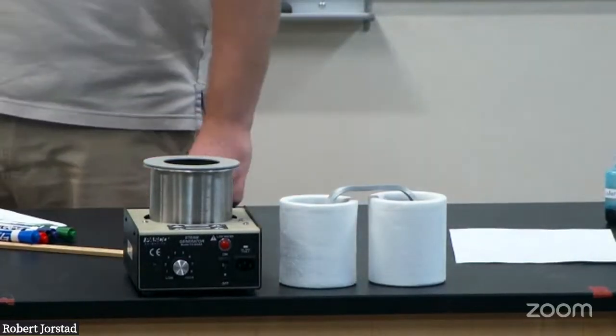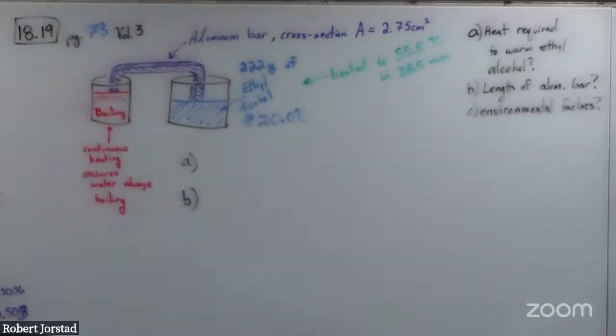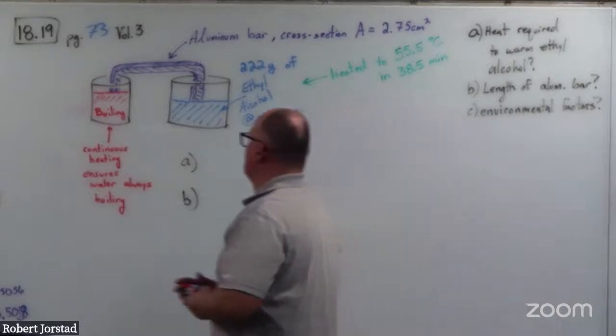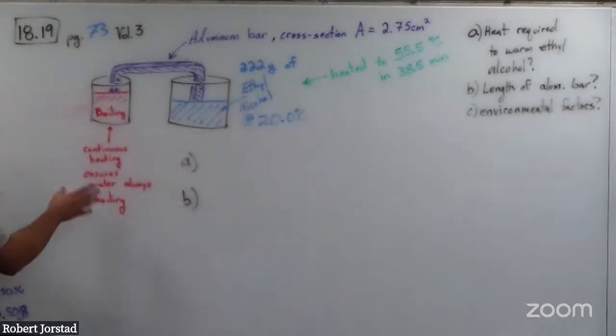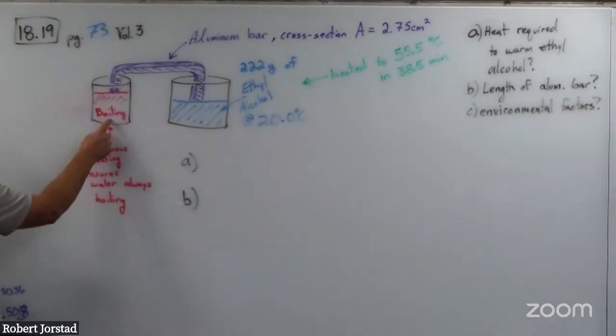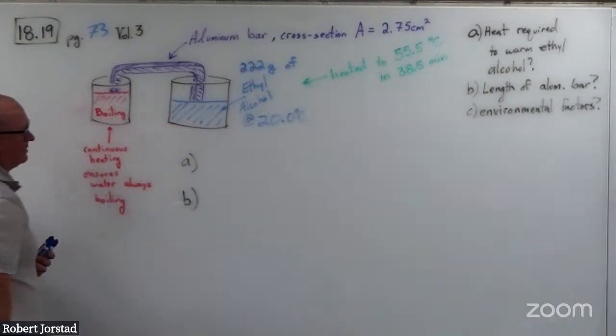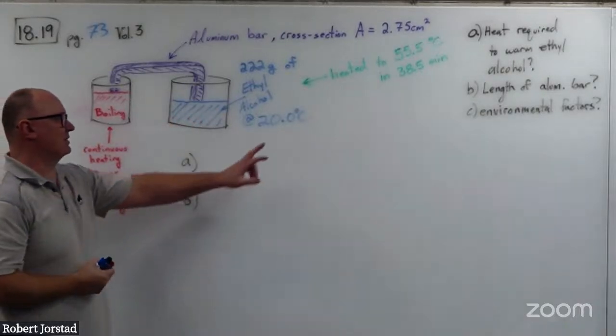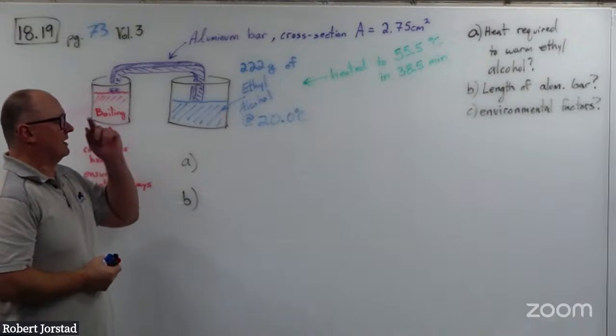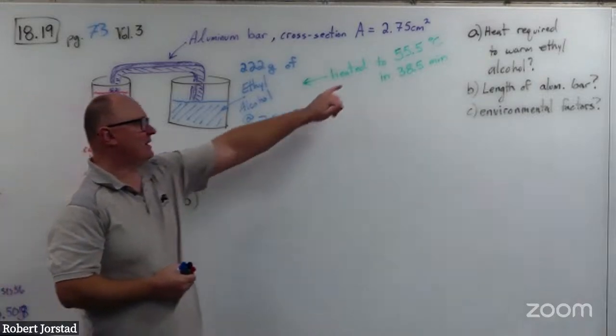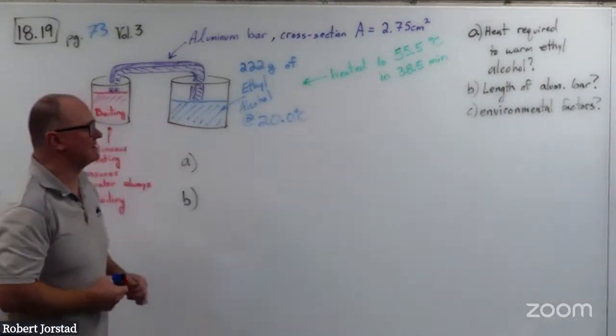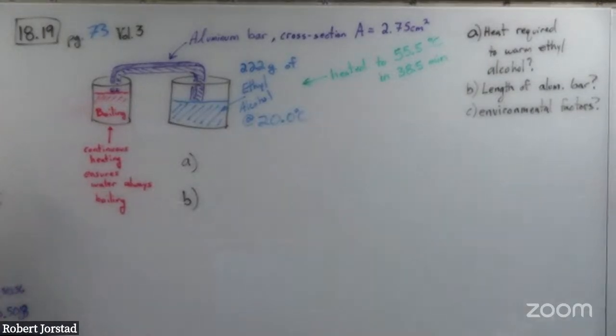Let's go back to the main board. All right, and so here's what's going on. We have some sort of continuous heat source keeping this water boiling. Over here we have ethyl alcohol. We're going to start at room temperature, assume that's 20, and we're going to try to heat it up to 55.5 degrees Celsius in 38.5 minutes.